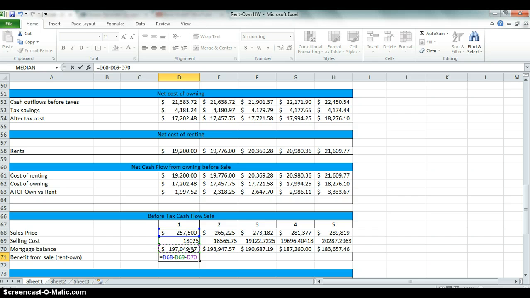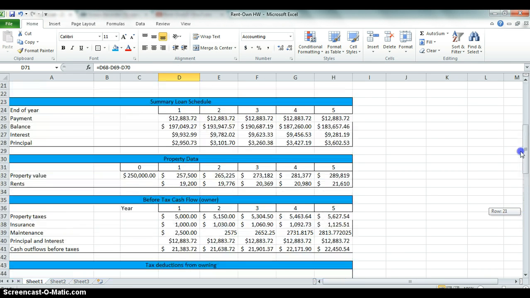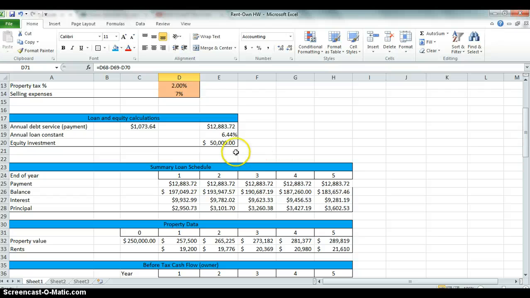We will still have to pay the mortgage balance, the selling cost, which means the 7% that we will have to give to the brokers, and also discounted from the sales price. So that is what we're gonna get extra. But then, for example, in year number 1, we will get a benefit from the sale of $42,000. However, we have put down $50,000. So that is not such a good idea, because we will be losing $8,000 from the equity investment that we made.